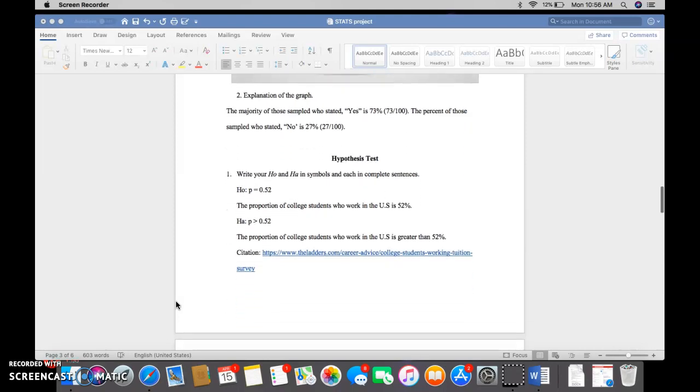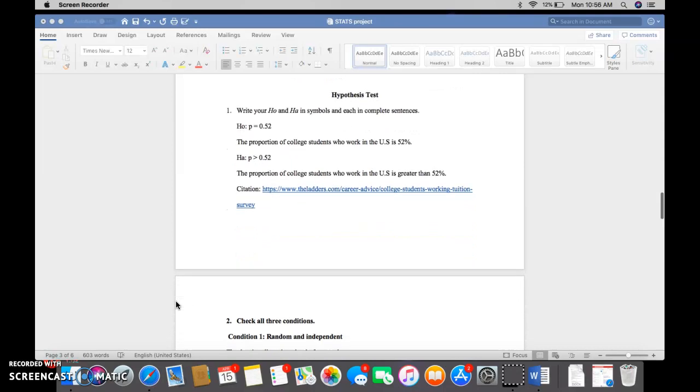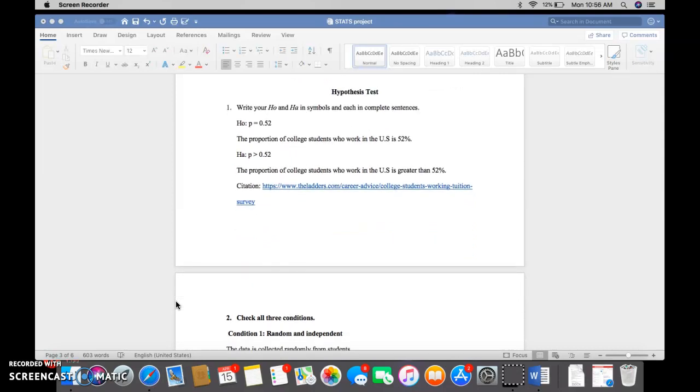The hypothesis test. The H0 is the proportion of college students who work in the US is 52%. The HA, the proportion of college students who work in the US is greater than 52%.